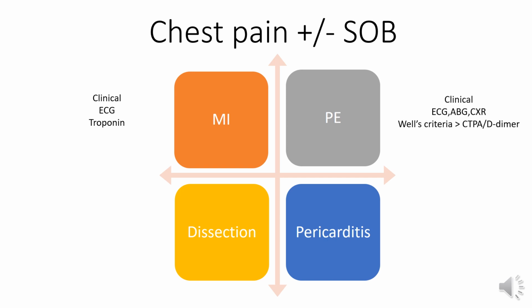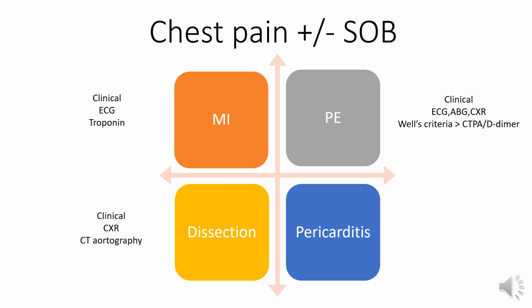Second possibility is pulmonary embolism. Also, it has specific clinical features. We have some clues from ECG, EPG, and X-ray. We have the Wells clinical criteria, and accordingly, if it's low, we'll go for D-dimer. If it is high, we will go straight forward for CT pulmonary angio. But still, we can get some clues from echo to help us in the diagnosis.